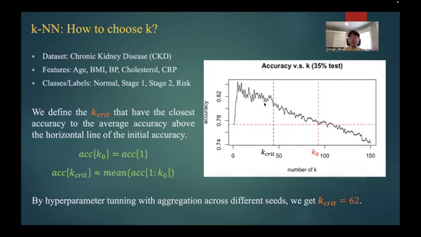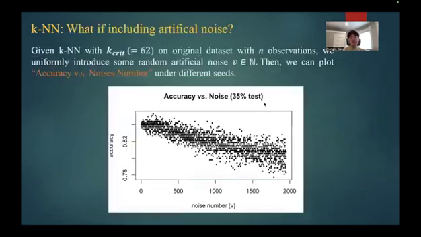After aggregation with different seeds, the final critical point of k in this data set is 62. Then the main character comes out: the artificial noise. What if we include some uniform noise in this case? We plot the accuracy versus the number of noise points, and we find that when noise increases, the accuracy drops, which means that the original k-NN is not good at dealing with noise.